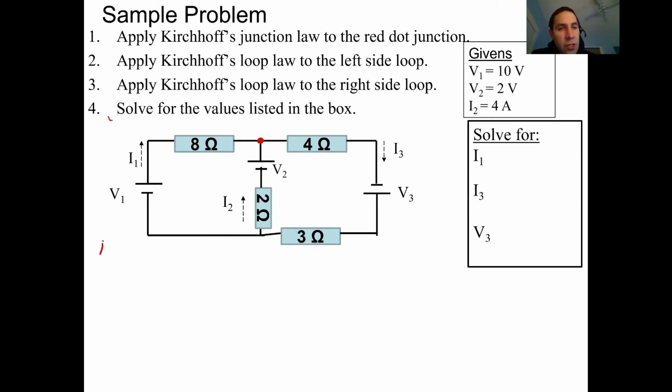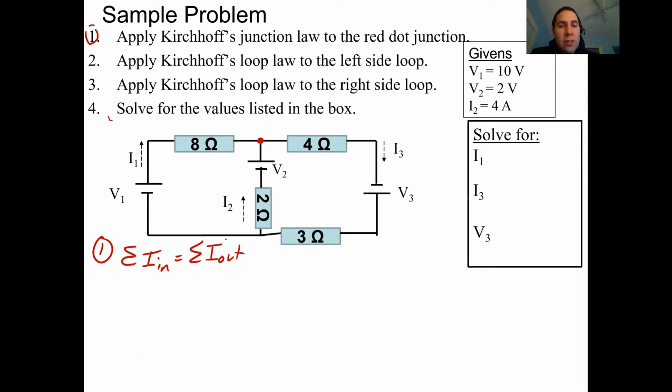So remember, Kirchhoff's junction law says the sum of the currents going into a junction has to equal the sum of the currents exiting the junction. This is simply an expression of the law of conservation of charge.